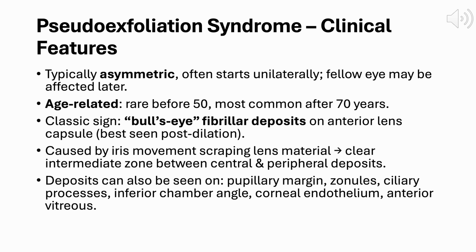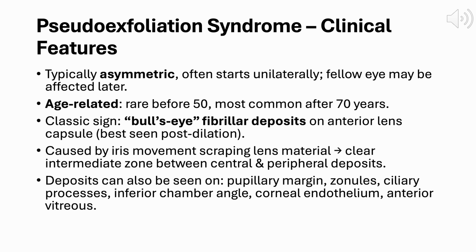Clinically, pseudoexfoliation syndrome is most often asymmetric, typically beginning in one eye, with the fellow eye becoming involved later. It is strongly age-related, rarely occurring before the age of 50 and most commonly seen after 70. The hallmark sign is the bullseye pattern of fibrillar deposits on the anterior lens capsule, best appreciated after dilation. This pattern develops because the iris rubs against the lens during movement, scraping away material and leaving a clear intermediate zone between the central and peripheral deposits.